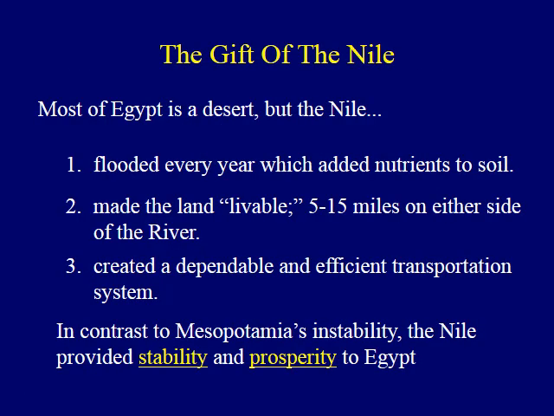Here's another slide from the previous presentation. The Nile was the gift for the people of Egypt because it flooded every year, and the nutrients that were added to the soil allowed them to have 2 sets of crops. Much of Egypt is included in a desert, yet this made the area livable, and in contrast to a lot of the instability and the hard work that people in other parts of the Middle East had to put in order to survive, Egypt was particularly prosperous.